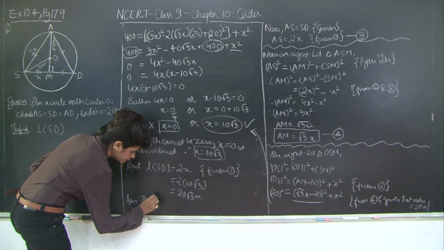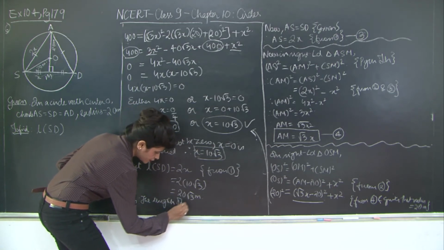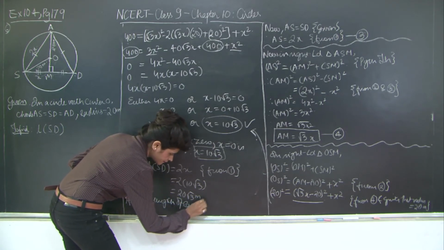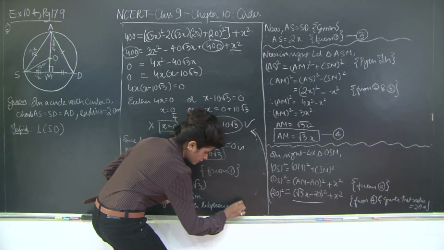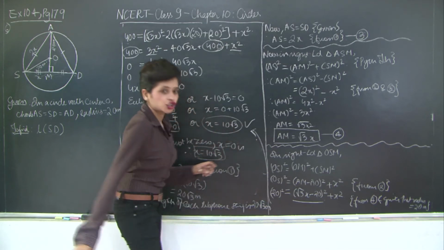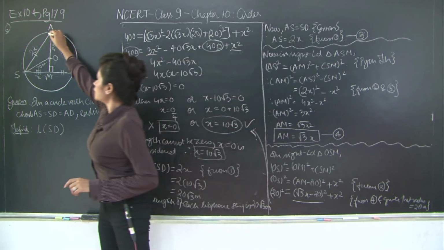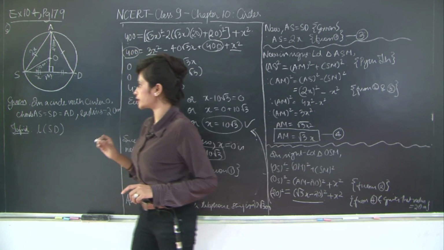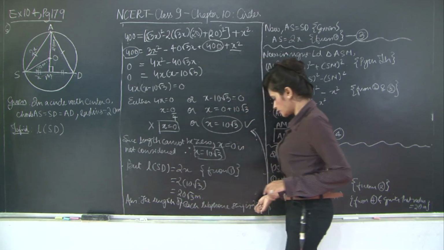The length of each telephone string is 20 root 3 meters. So why each telephone string and not just telephone string? Because this is one telephone string, this is the other telephone string, and this is the other telephone string. So the length of AS is equal to SD is equal to AD is 20 root 3 meters.